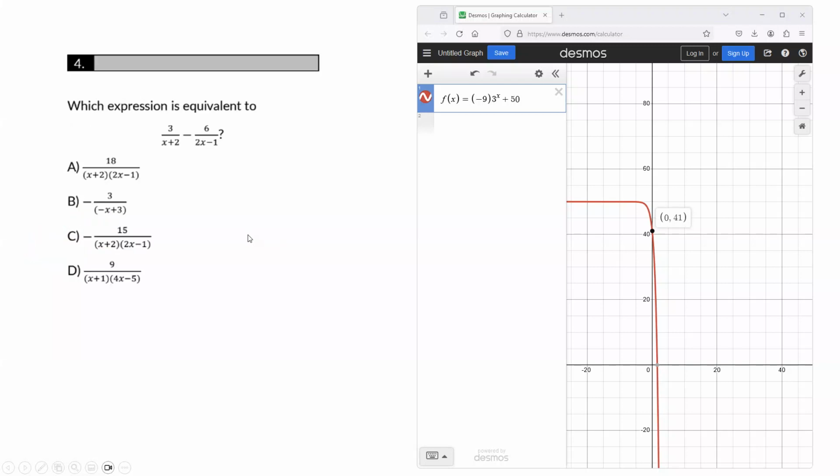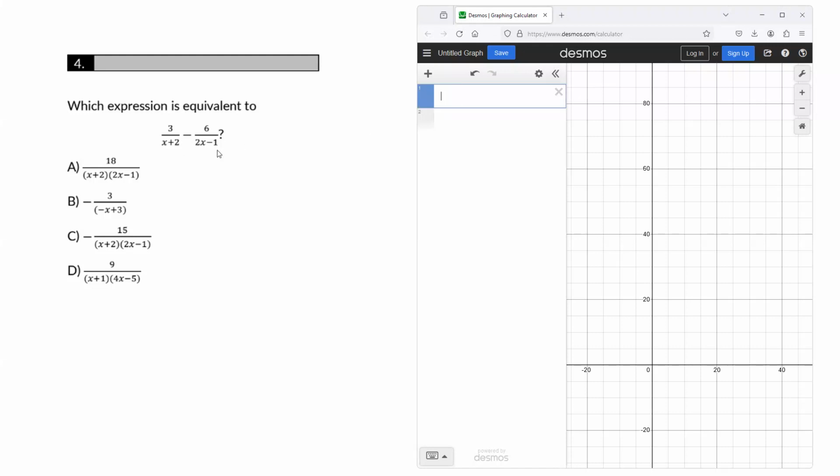Which expression is equivalent to this one? So if you're good at adding rational expressions like what we have here, you can probably do this on paper a little faster than you can do it on Desmos. However, if you're not sure how to do it, Desmos is a good option. So it's going to take me a minute to type and probably you as well. Please type it along with me.